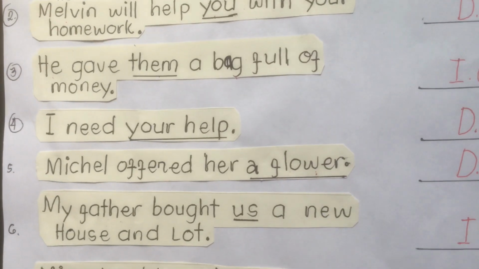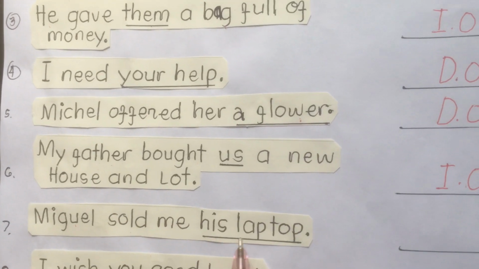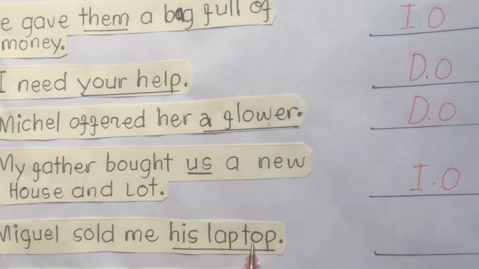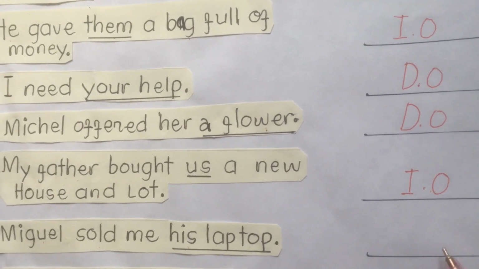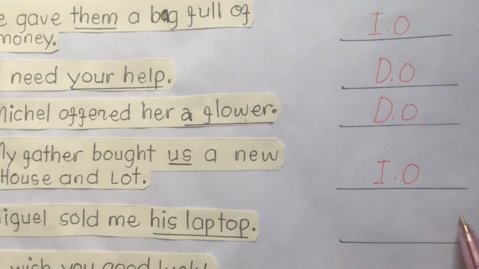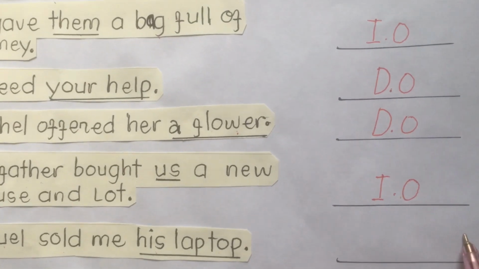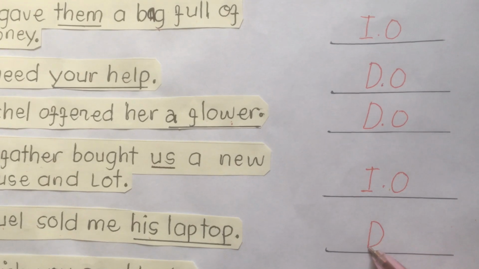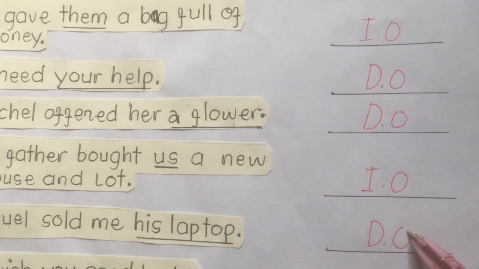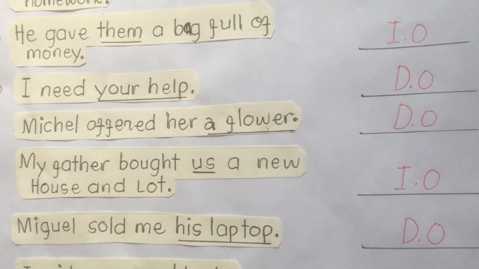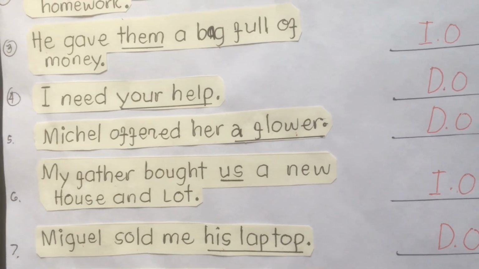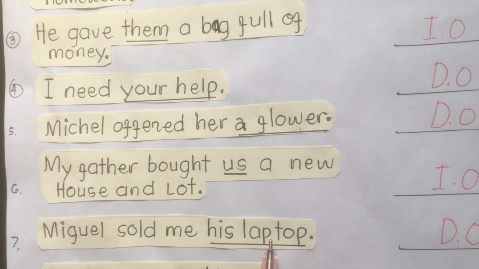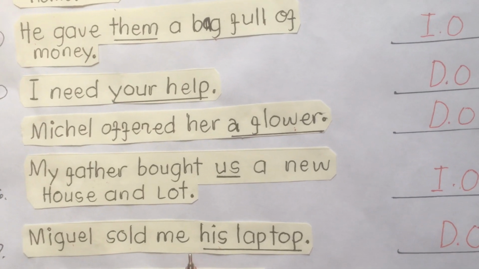7. Miguel sold me his laptop. The underlined word is his laptop. Is it direct object or indirect object? Okay, when we said direct object, that means, guys, the underlined words are a noun or pronoun that receives the action. Okay, what receives the action in number 7? That's the laptop. Okay, he really sold his laptop.